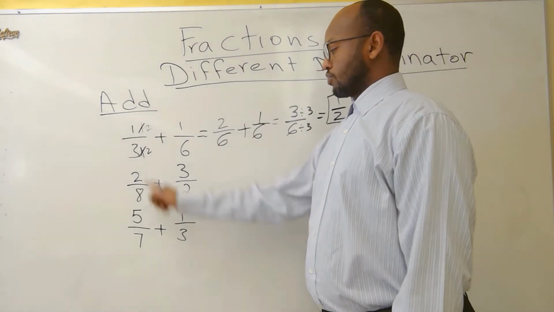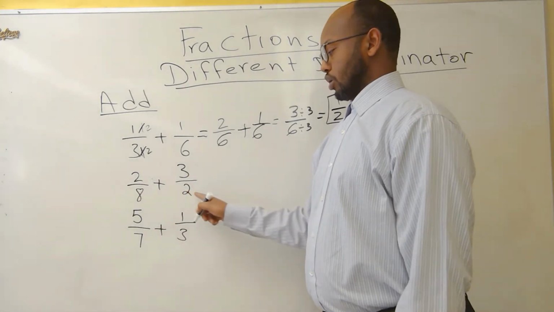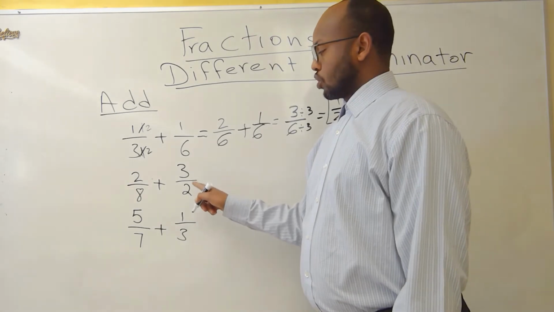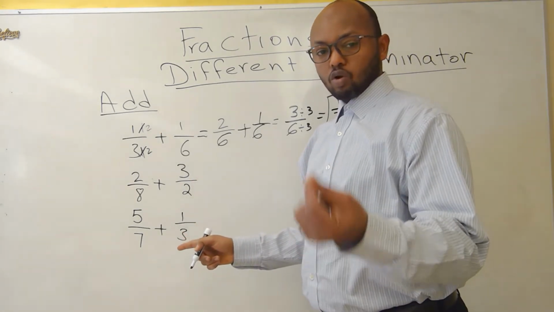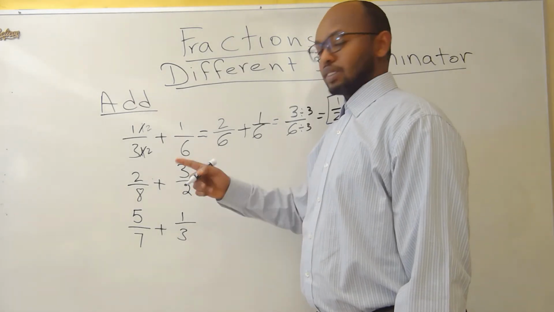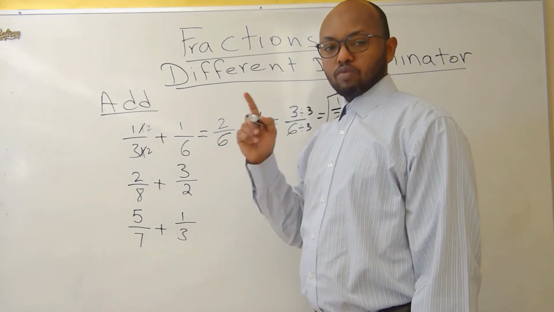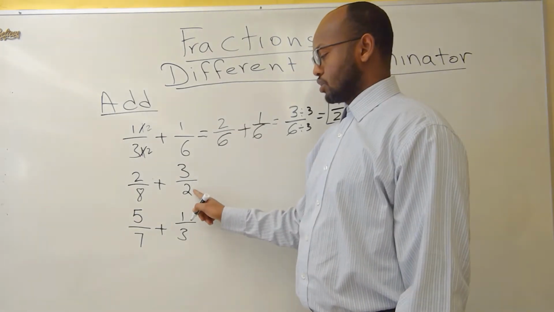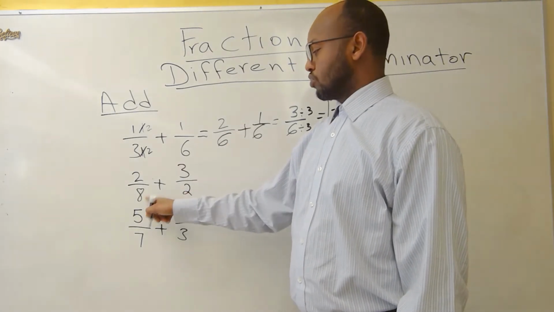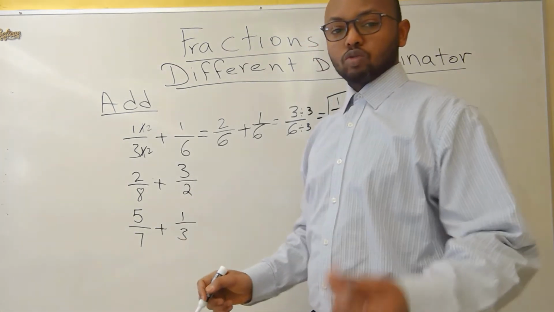Let's see here, we have 2 over 8 plus 3 over 2. Now 8 is greater than 2, so the smaller denominator can be in the first fraction or the last fraction. Here the smallest number is in the second fraction. Let's think about a number that, if you multiply the second denominator by it, gives you the first denominator. Okay, so what times 2 equals 8? It is 4.